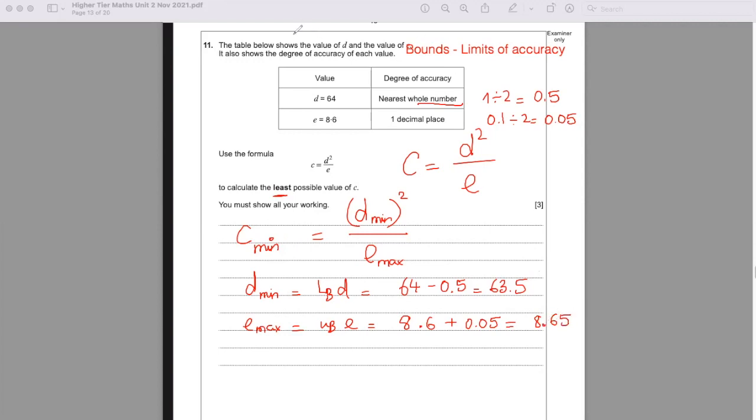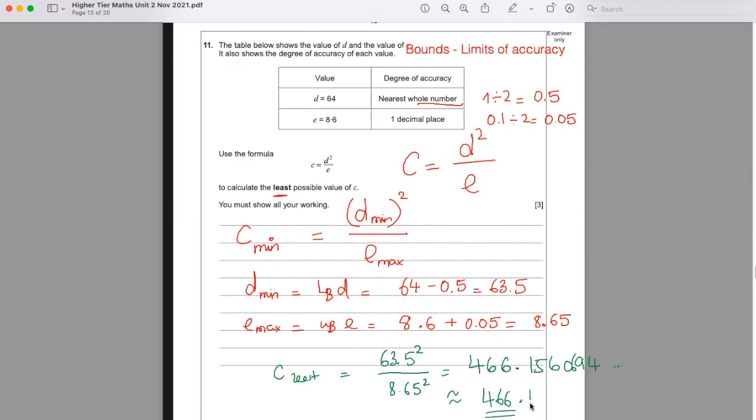Okay, so now what we're going to do is just substitute it in. So your C least possible value would be 63.5 squared divided by 8.65 squared, and put that in your calculator. In my calculator, I got 466.156094, and so on. And I'm just going to round that to 166 then, or 0.16 perhaps, that would be fine.